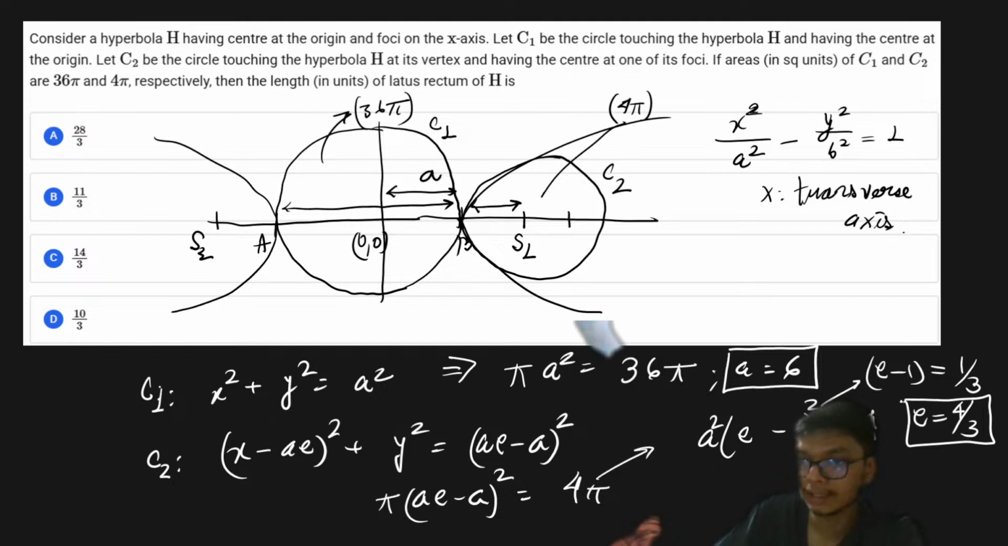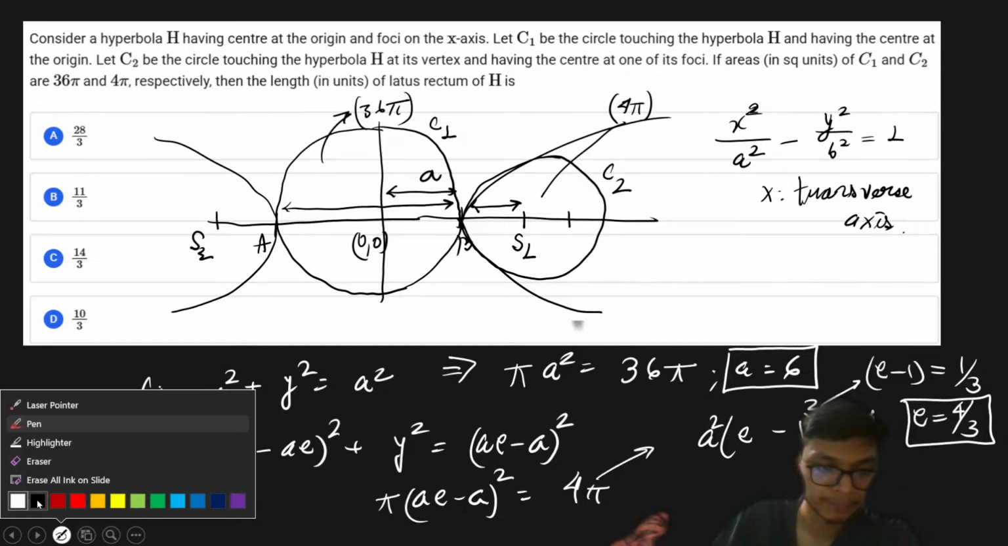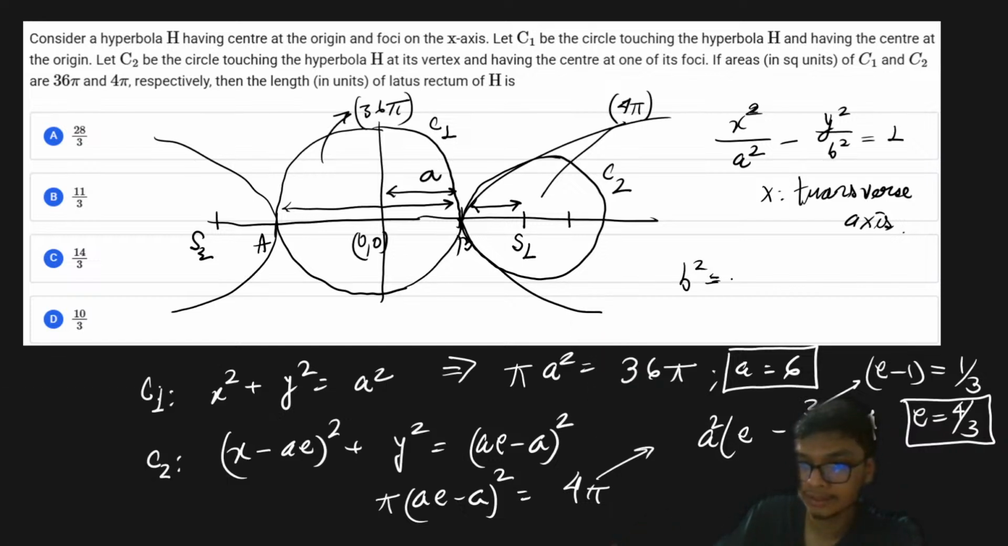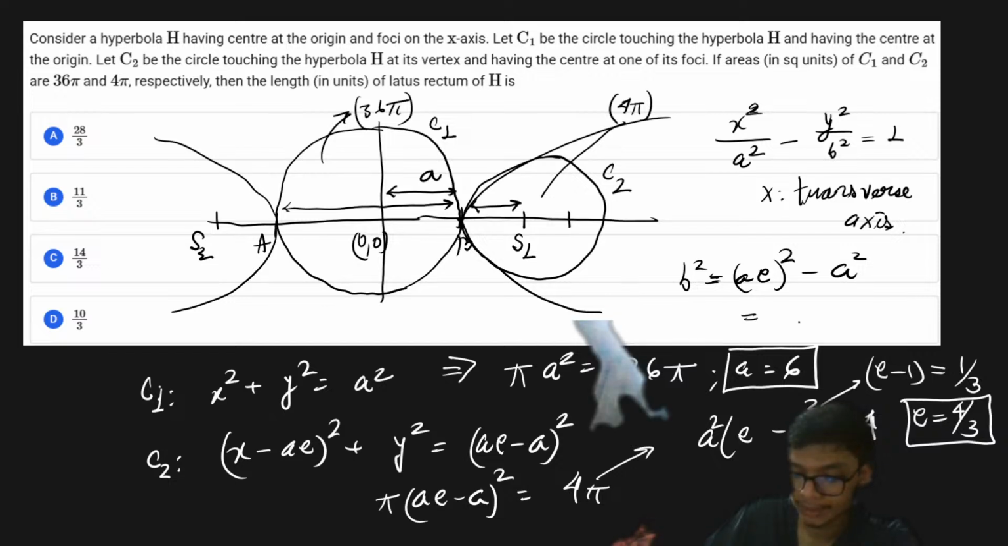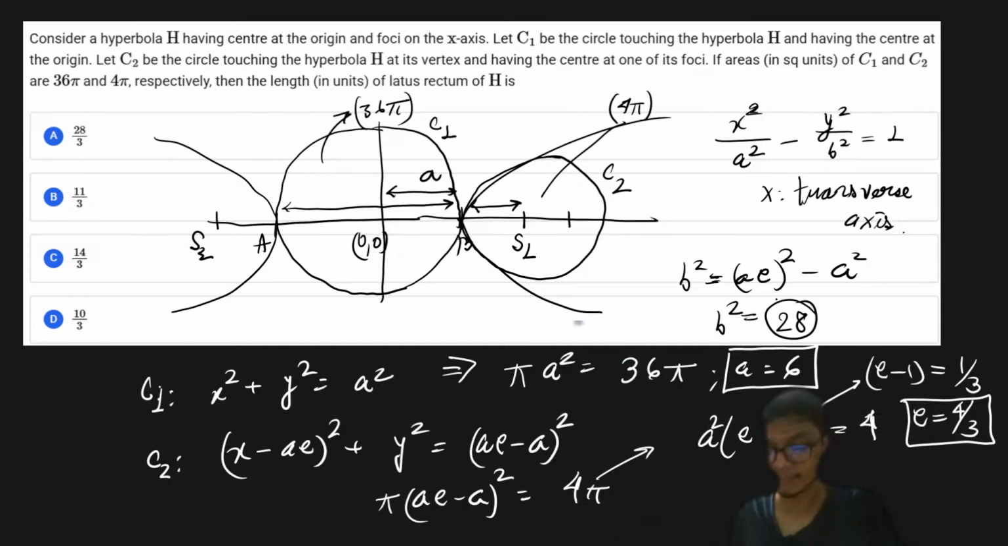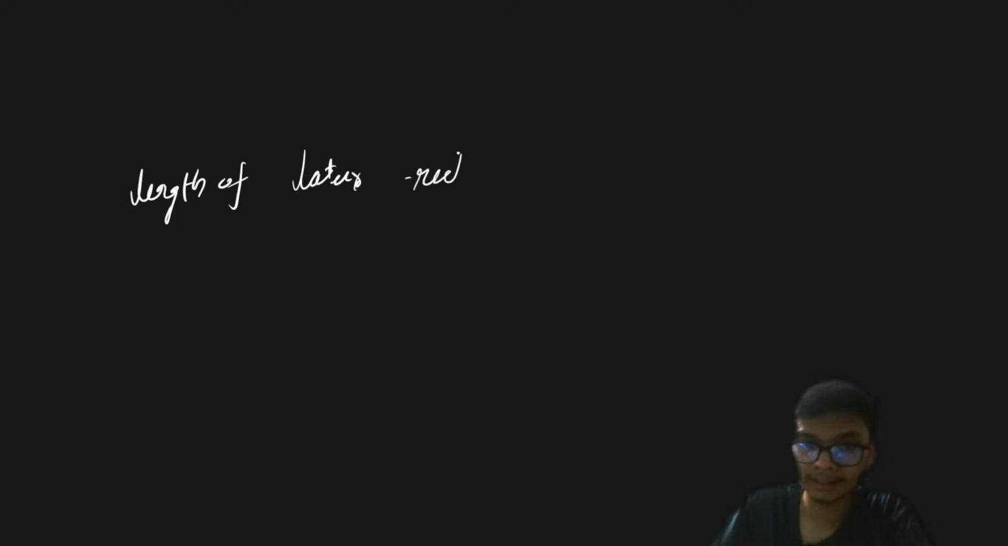Once I have the value of a and the value of the eccentricity, I am in a position to define b. From the general relation for the eccentricity of our hyperbola, b square is equal to (ae) square minus a square. From this I will get the value of b square, and our b square is coming out as 28. Now we all know the length of the latus rectum for a general hyperbola is equal to 2 times b square upon a.